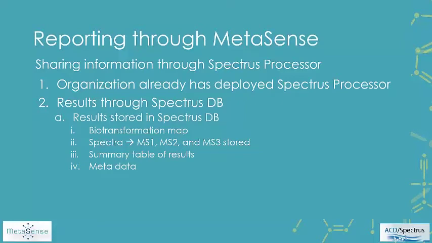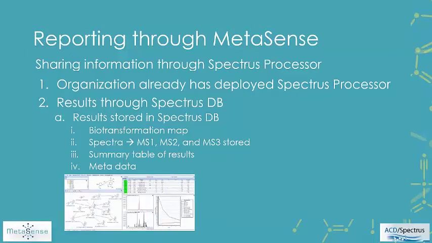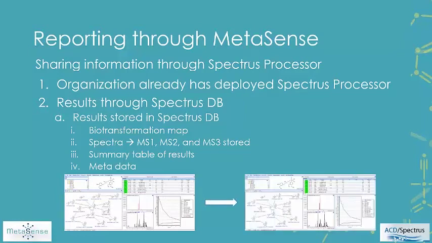Again, the Spectrus DB has all the results stored. You have your biotransformation map, spectral information, chromatographic information, summary table, and metadata. The results that are generated within MetaSense, again, this is a screenshot that you've seen before, would be the exact same information that your synthetic groups or your medicinal chemistry groups or any other part of the organization that wants to access this data or the results through Spectrus Processor, it would look exactly the same.